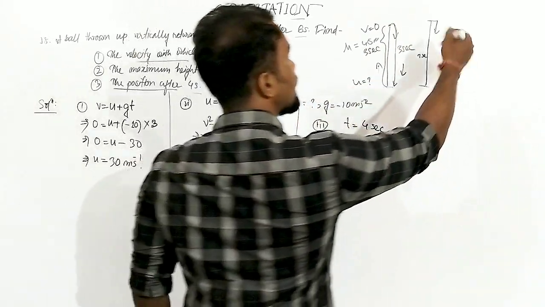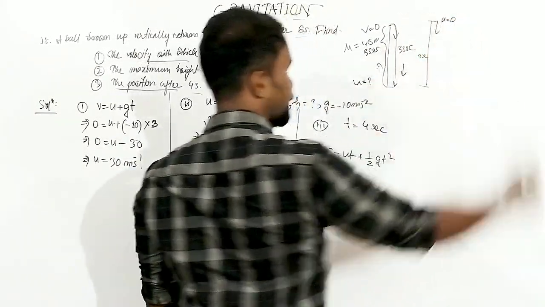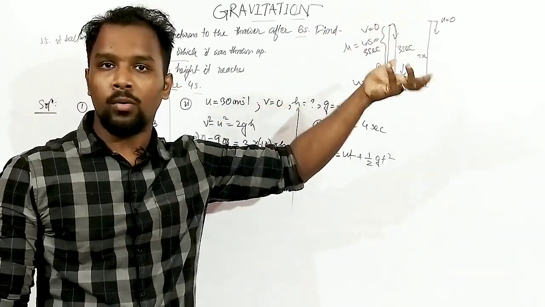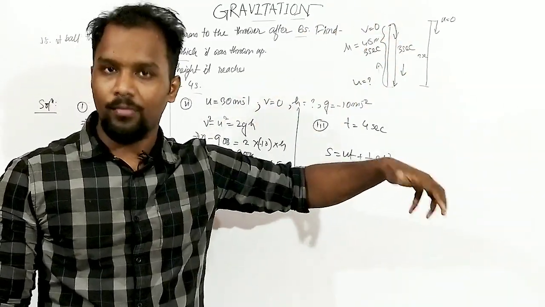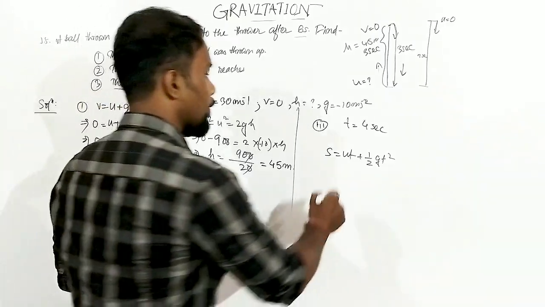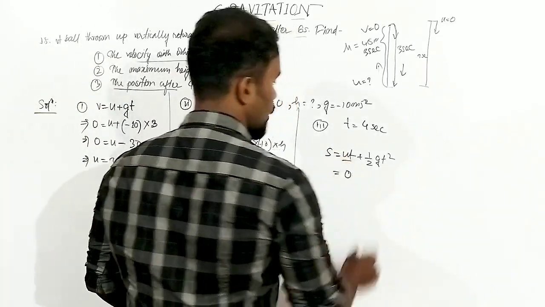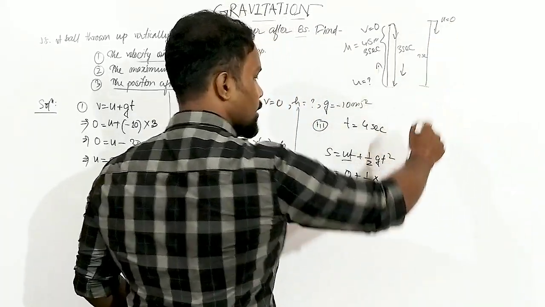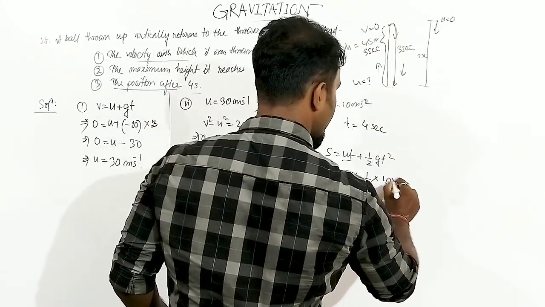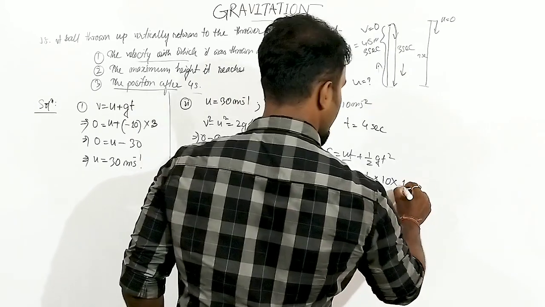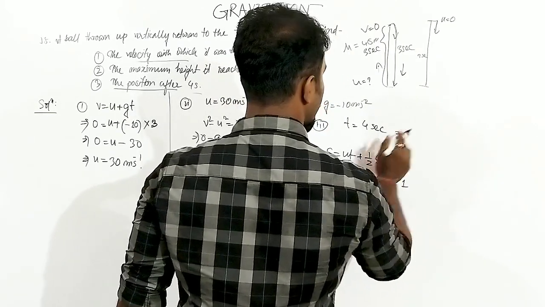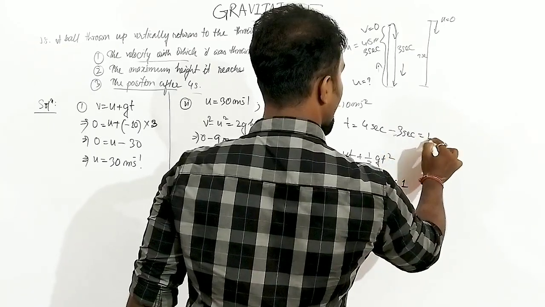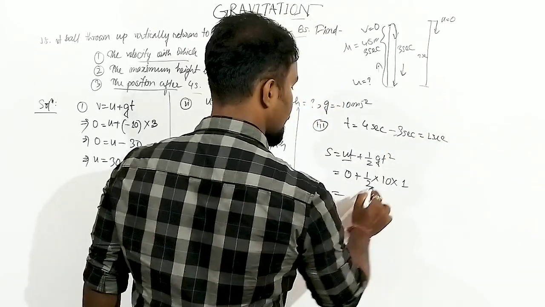So when it starts falling, u will be 0, because the initial velocity for that time will be 0, then it will attain some velocity. So what can we say here? The distance will be 0 plus half of g, since the ball is now moving in the downward direction, so g will be positive, that is 10, and what is the time? 1 second. Okay, so the total time is 4 minus 3 seconds, which is what? 1 second.